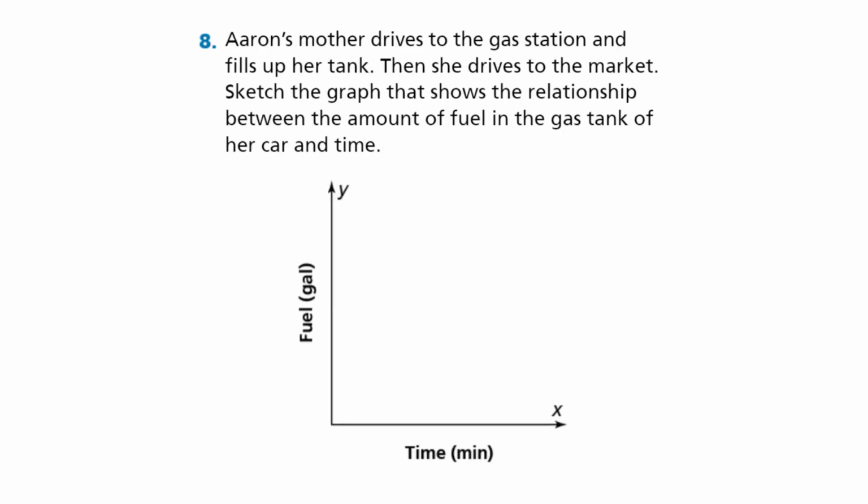She drives to the gas station and fills up her tank. Then she drives to the market. Sketch the graph that shows the relationship between the amount of fuel in the gas tank of her car and time. So when she starts, she has some gas, but not a lot. So we're going to start about midway up the line. She drives to the gas station, meaning we are losing gas. She then fills up her tank, which means she puts gas in the tank, meaning our tank is now full. And then she drives to the grocery store. So again, we are losing gas in the tank at that point.